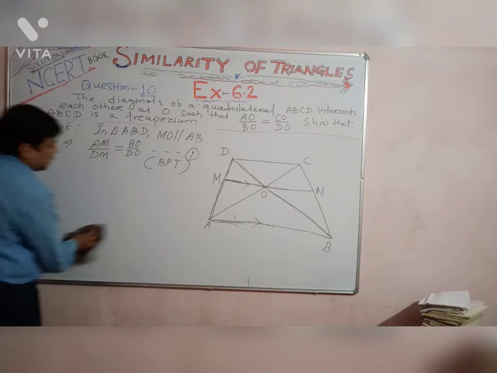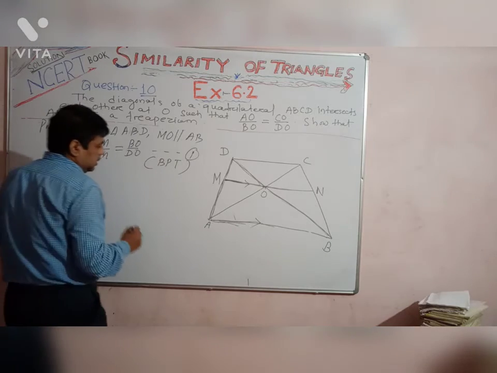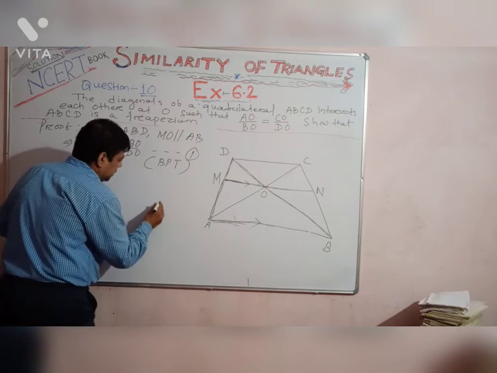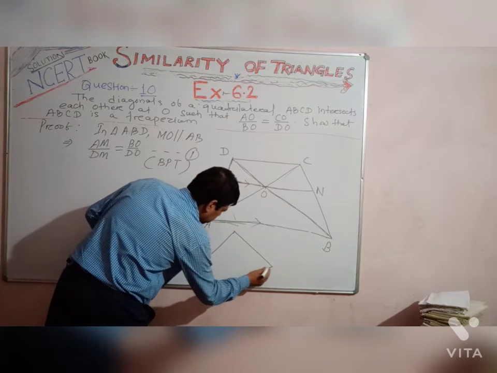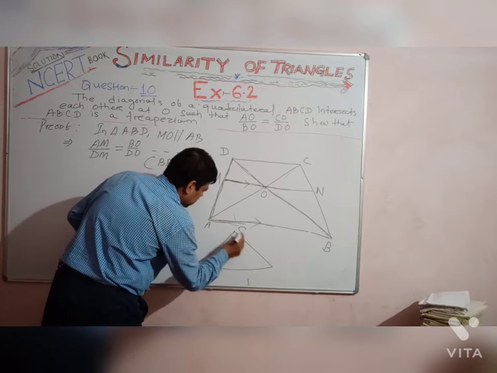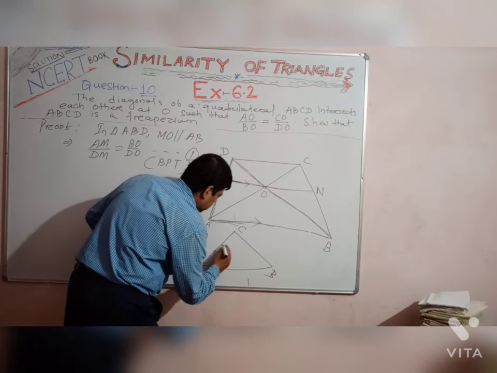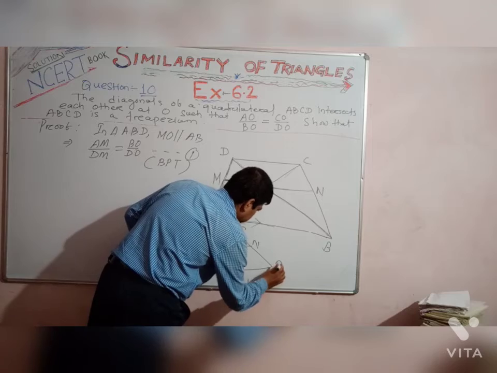Similarly, you see another triangle, triangle ABC. In triangle CAB, look here. In the triangle CAB, can you say ON is parallel to AB? Yes or no? OM parallel to AB.